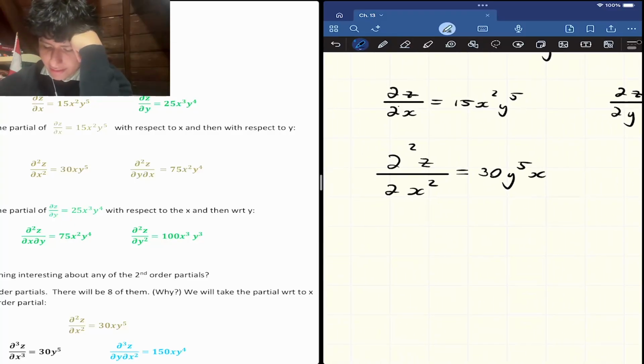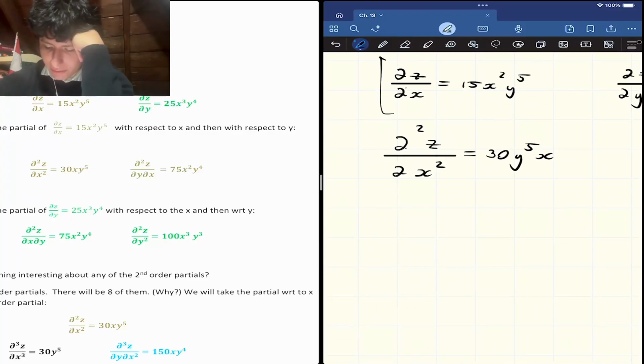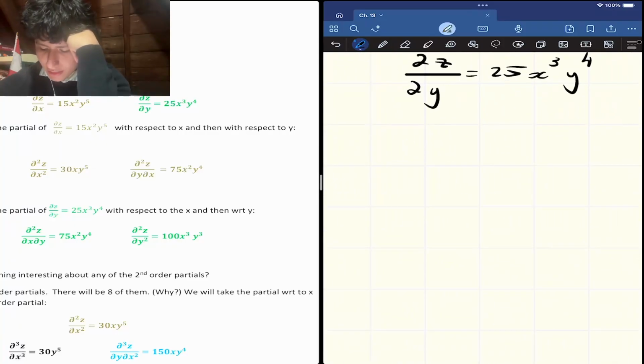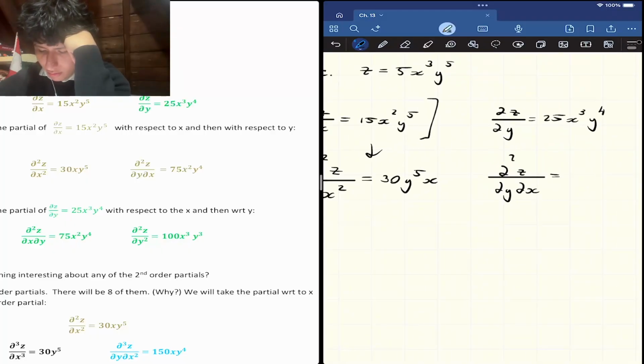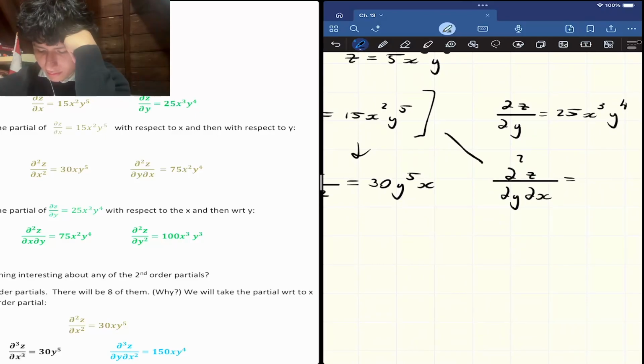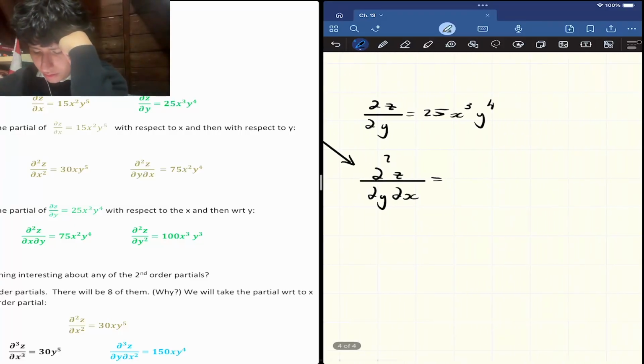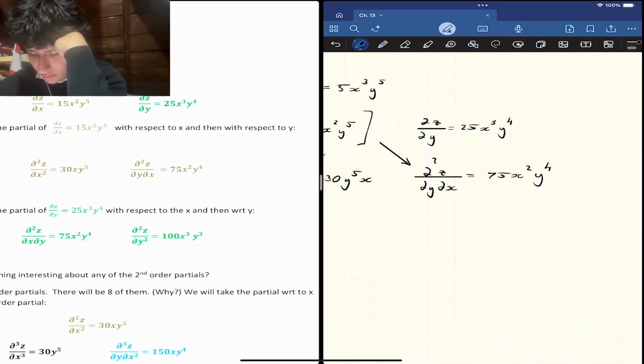So this now becomes our point of reference. Sorry, my brain is tweaking. So we go from here to here, right? And now we do the partial of z with respect to y and then x. We get from this, in this case, we would do that y, which would give us 75 x squared y to the 4th.